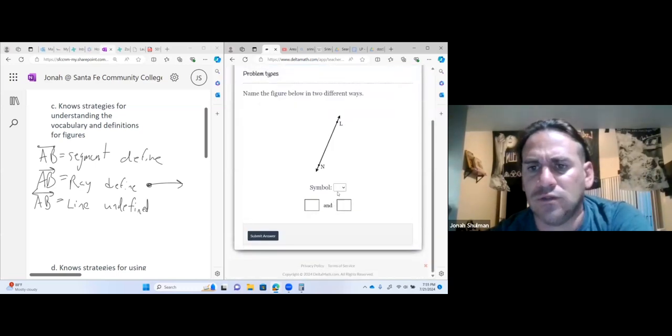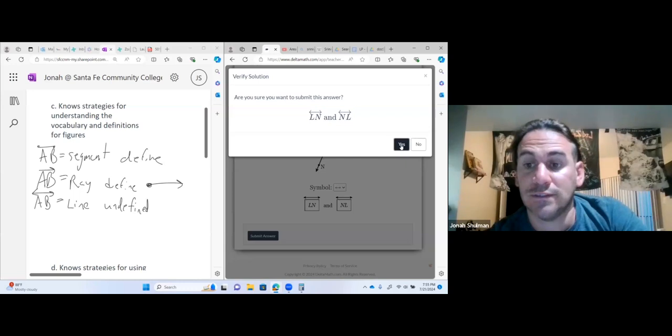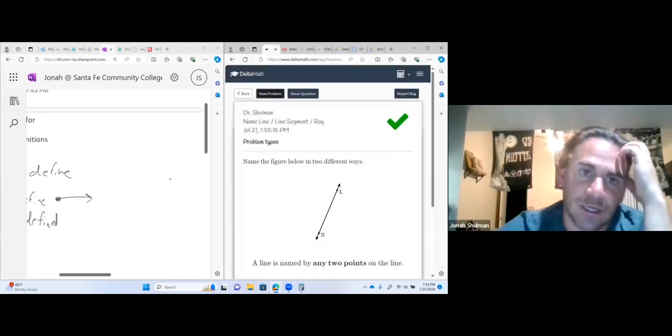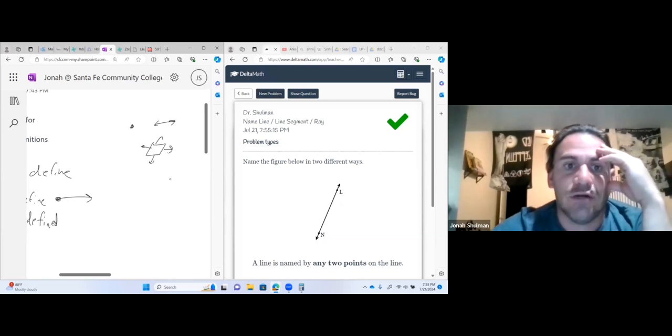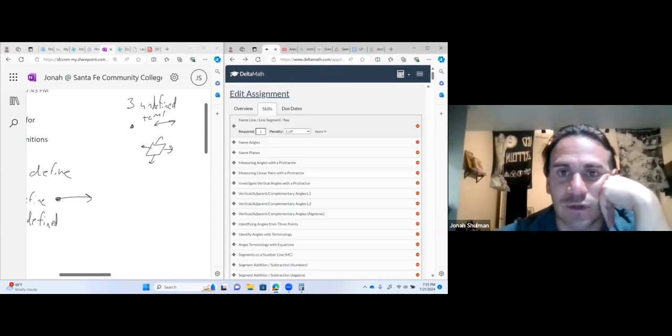All right, here's a line. This one has the little arrows on it, so it could either be LN or NL. Remember, this is one dimension. We cannot measure it. You can't put a ruler up because it goes in both directions. So this is an undefined term. What are the three undefined terms of geometry? Point, line, and plane. These are the three undefined geometry terms. You can't measure a point. There's no distance to it. So that's why they're called undefined.